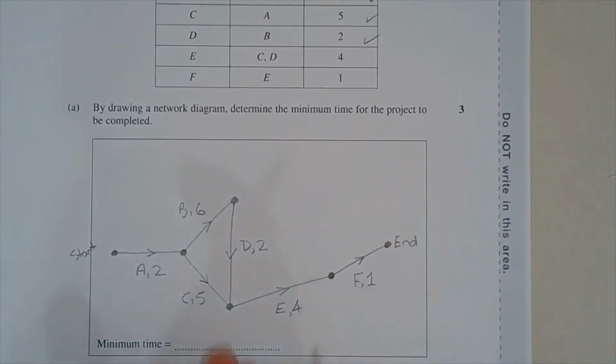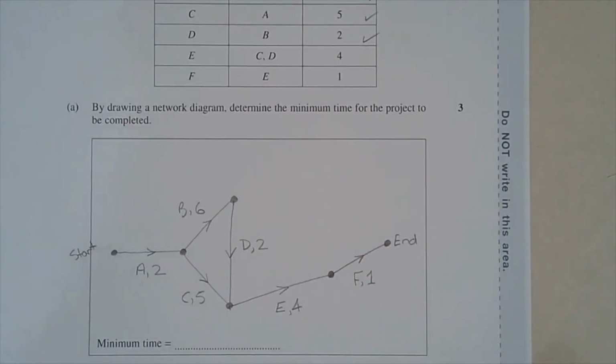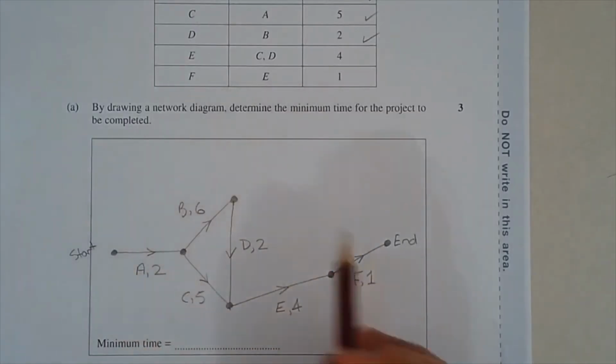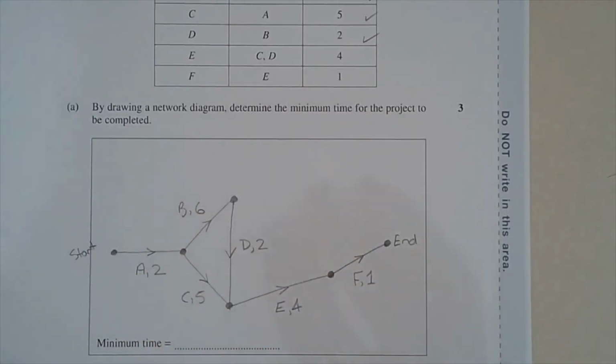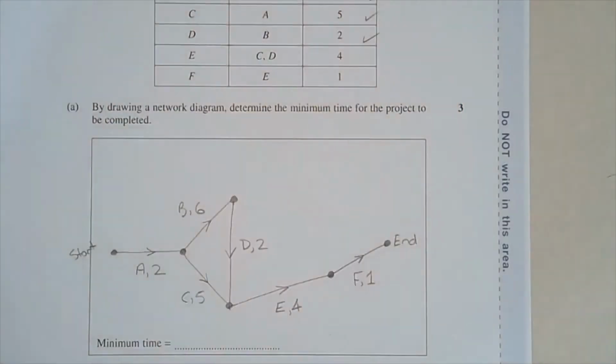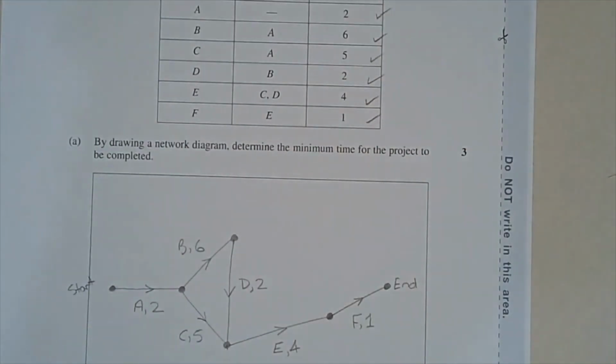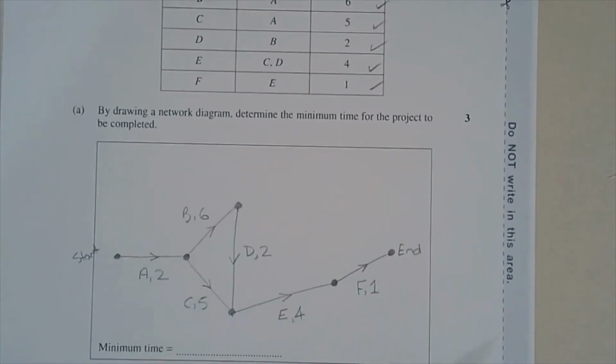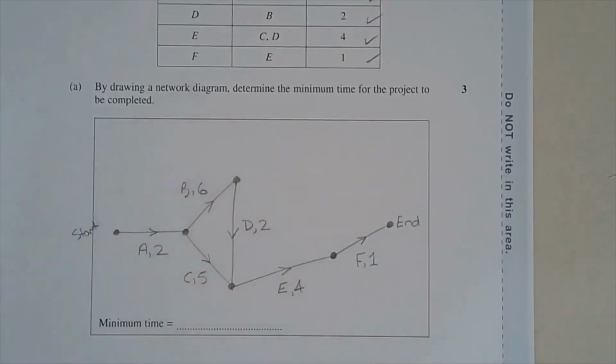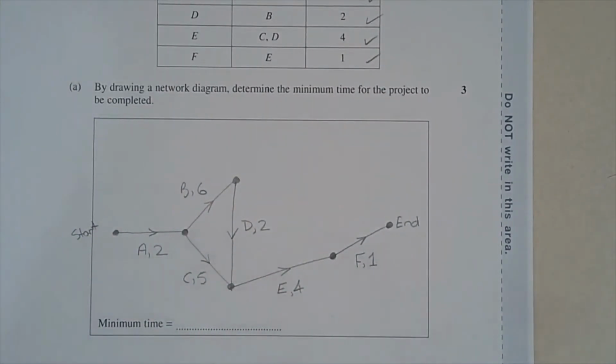Okay, your diagram might look a little bit different. That's fine, as long as the connections and the sequence of activities match the table, then that's not an issue at all. So we didn't have to use any dummy activities or anything. Let's now do the critical path analysis.